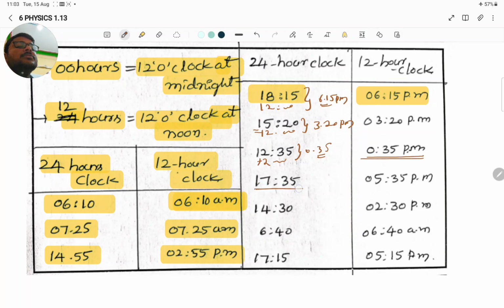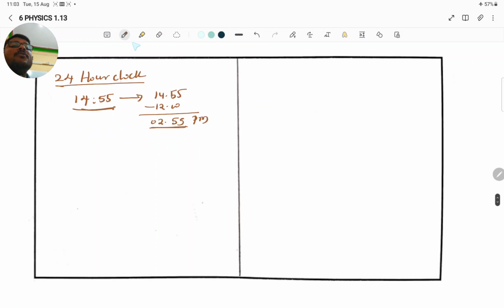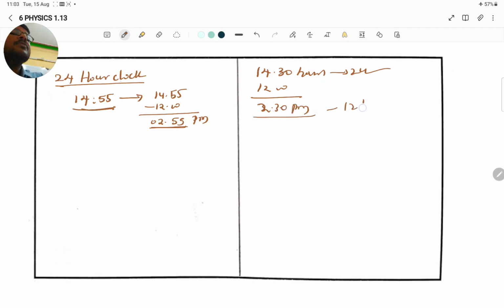Next, 17:35 minus 12, here 5:35 PM. Okay? Next, 14:30, we have to subtract 12, we get 2:30 PM. Here 14:30 hours in 24 hours clock minus 12 will get 2:30 PM. This is the 12 hours clock. Okay?